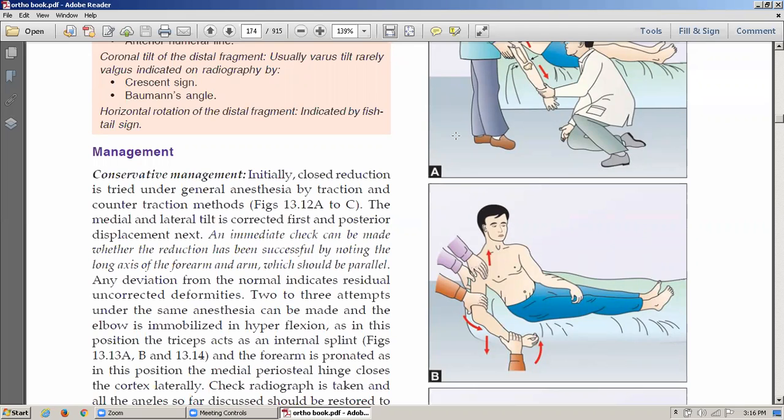In diagram A, B, and the forearm is pronated as in this position. The medial periosteal hinge closes the cortex laterally. A check radiograph is taken and all the angles so far discussed should be restored.